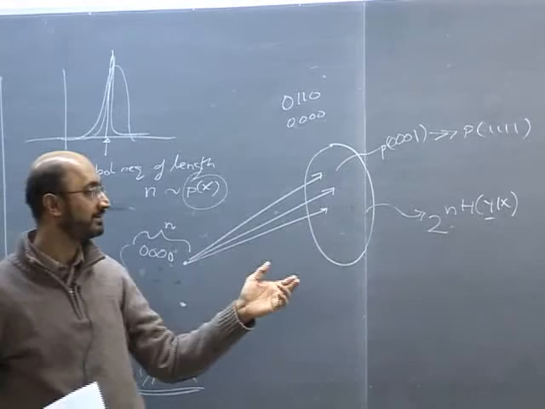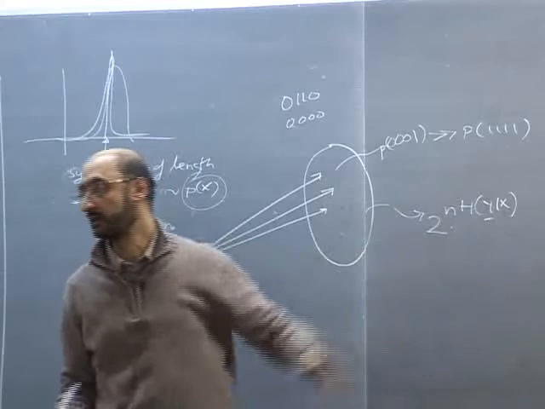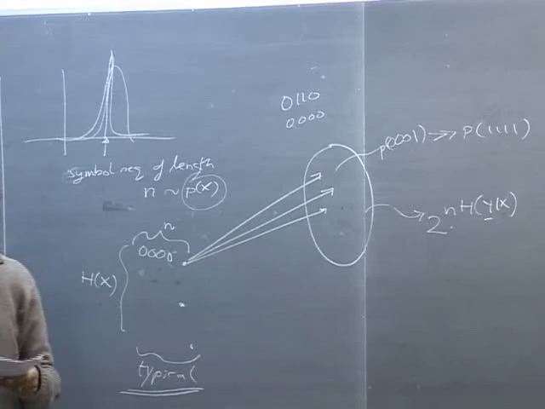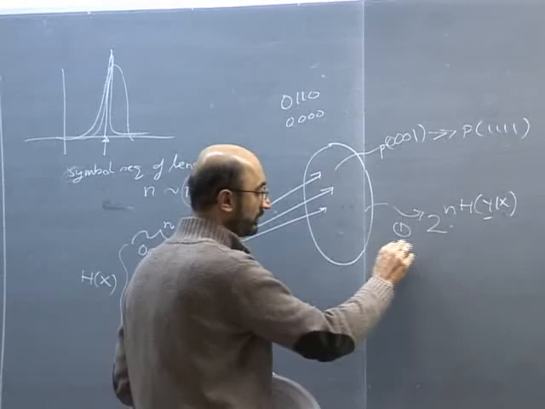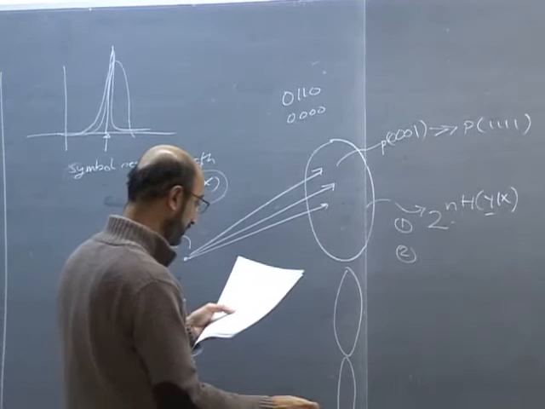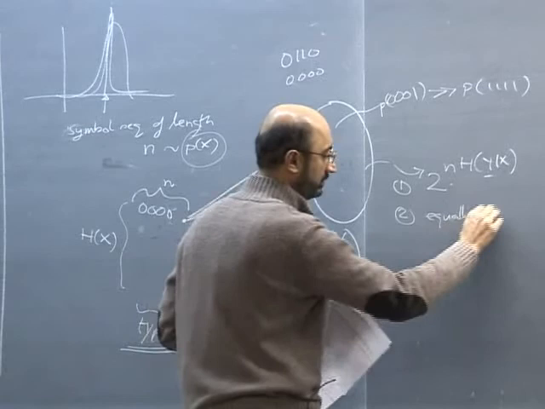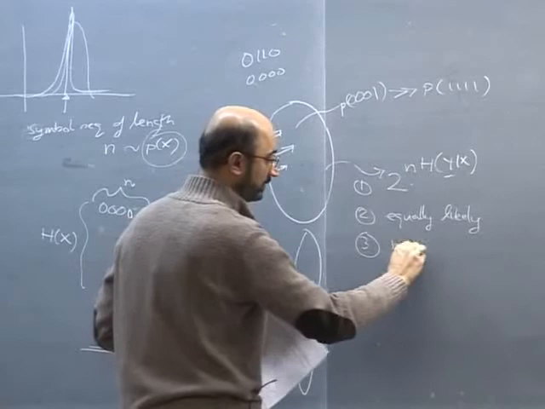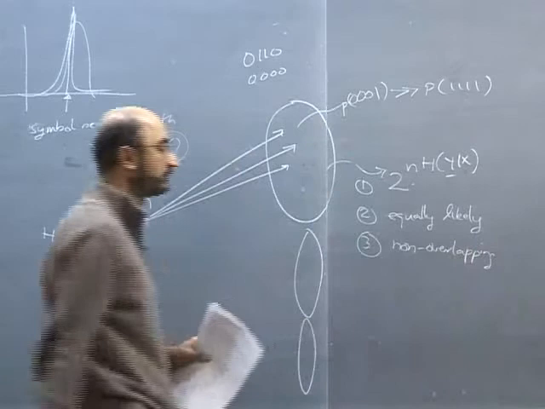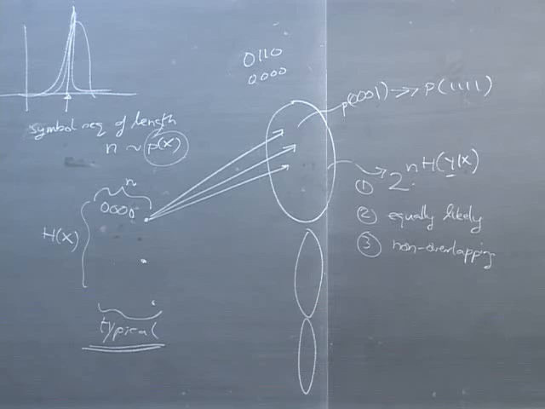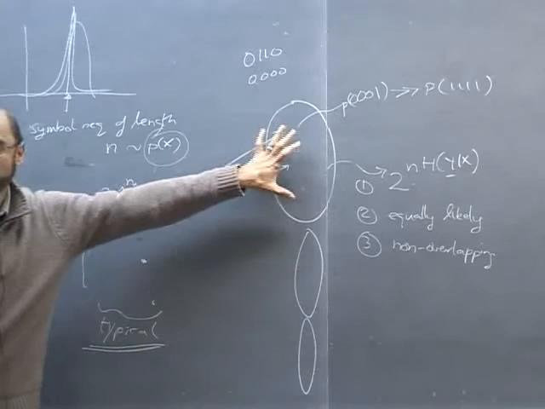Or we can similarly state that the typical message in this set has an entropy of H of Y given X. But what Shannon actually showed was that the size of this set is 2 to the n H of Y given X. That's the first thing. The second thing he showed was that all of these sets over here are equally likely. And third, that they are non-overlapping. The equally likely and non-overlapping parts are not intuitive, so I'm not going to go through that because it gets somewhat crazy. But this part is what I wanted to focus on.